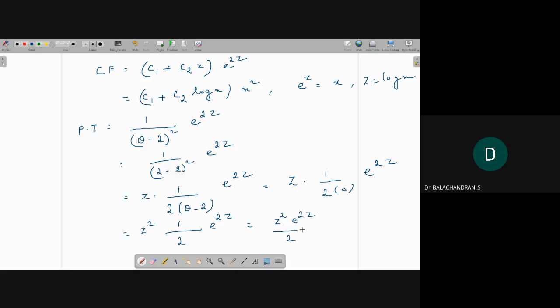This is your PI. But we need to convert in terms of x. So in terms of x, z equal to log x. So log x whole square e power 2z. e power 2z is x square. So this is divided by 2.